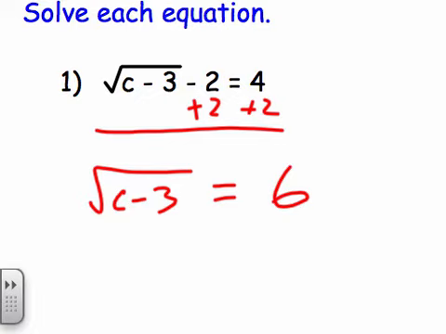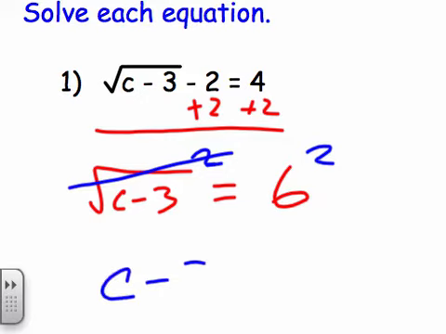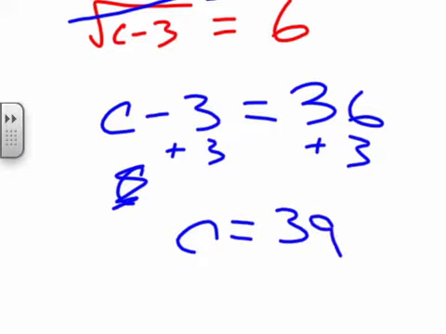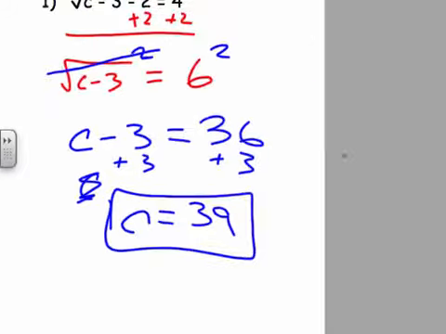Okay, so to get c by itself now, I got to get rid of that square root. And we just talked, the inverse of square rooting is squaring. So I want to square that square root of c minus 3. And whatever I do to one side, I got to do to the other side. So what happens is my radical, my square root and my square cancel each other. And I'm just left with c minus 3 equals, well, 6 squared is 36. And to solve for c, oops, we add 3 to both sides. I'm jumping ahead of myself. So c equals 39.